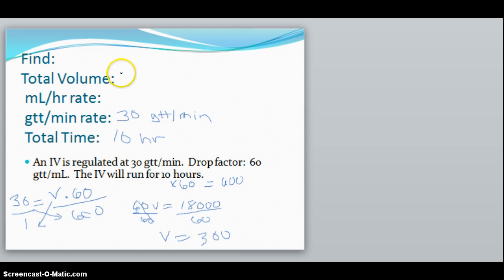So our total volume up here is 300 milliliters, and that gives us the piece of information that we need to do milliliters per hour. So we know that there are 300 milliliters in 10 hours, and we can do that math in our head, and that comes out to 30 milliliters per hour.